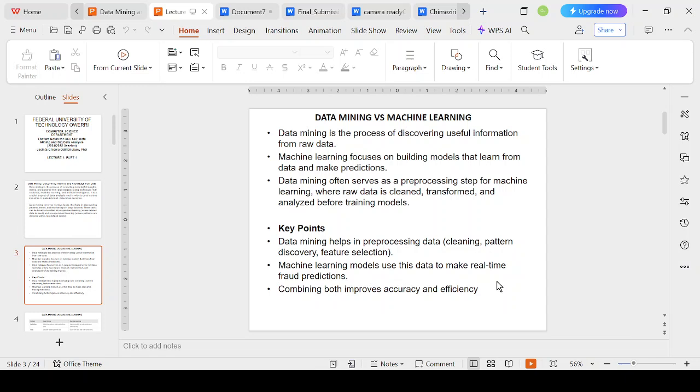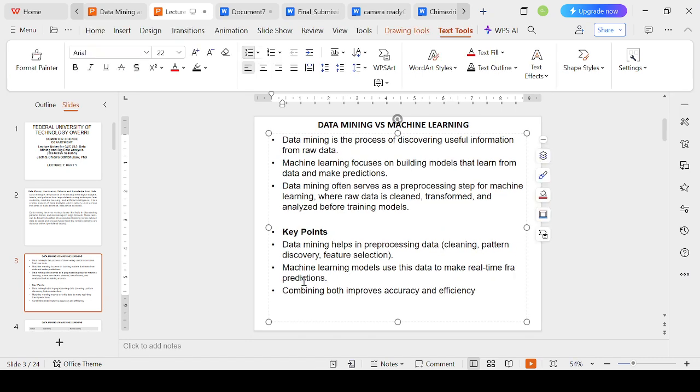When you are building a machine learning model, all those pre-processing steps you take, including scaling your data and transforming your data, are all data mining processes. So the key point here is that data mining helps in pre-processing data, cleaning, pattern discovery, and feature selection. Machine learning models use this data to make real-time predictions. Real-time prediction is not only fraud prediction; it can be applied in different applications. So combining both improves accuracy and efficiency. In this class, we are going to use both data mining and machine learning interchangeably. Before, we always talked about data mining; now, in present days, we have machine learning because it enables us to automate our decision making.